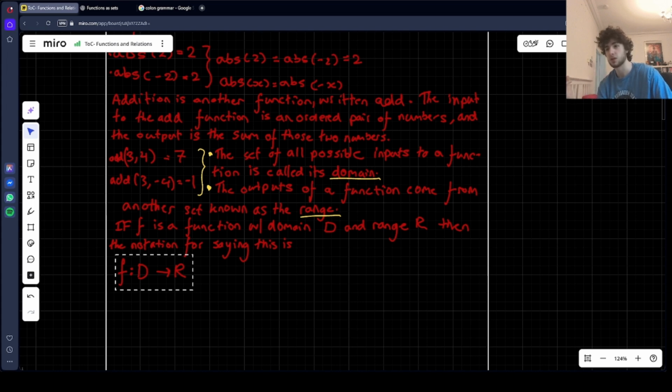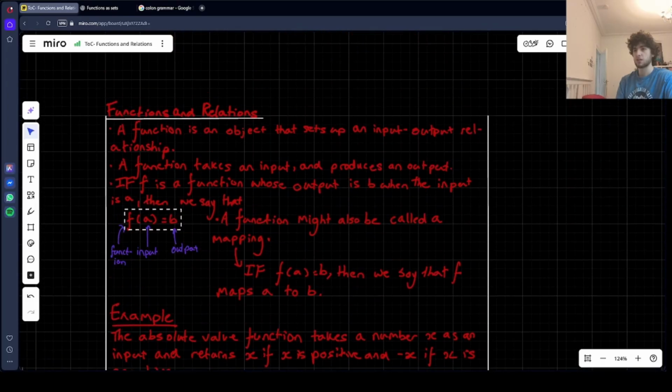You typically always include this with your function. If you were to specify what exactly your function is doing, you'll always also include this information: the input set which you're allowing your inputs to be from, your domain, and also the range set where your outputs live. So you pretty much always include that with your function.